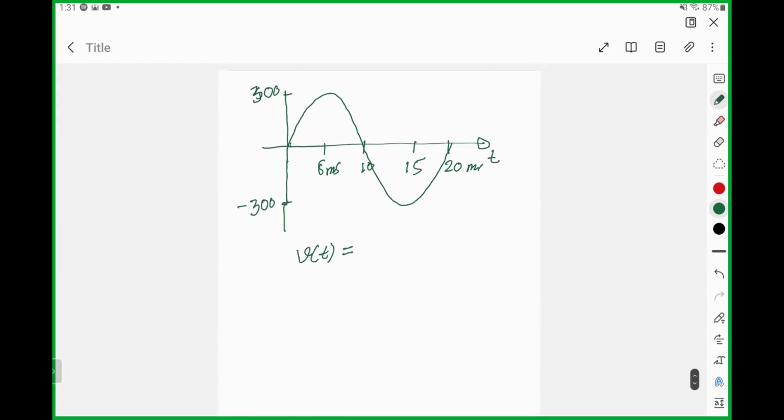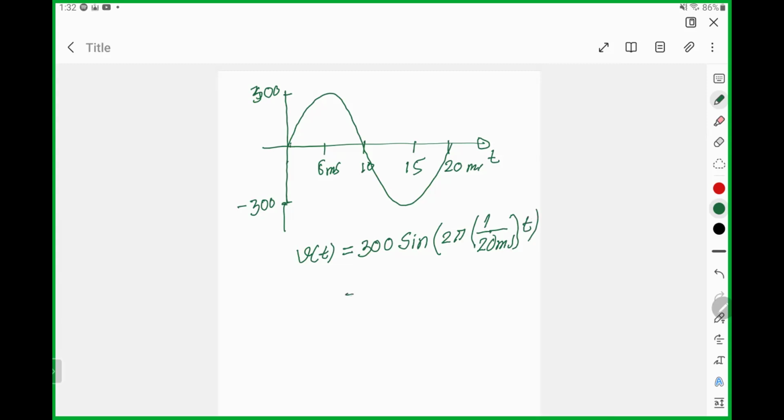If you write this equation, what would be the equation? 300 is the maximum value that I have to plug here. And then it will be multiplied with sine of 2 pi f, instead of f, what we can write down? 1 over 20 millisecond, that will give me 50. You are correct. So 20 millisecond will give me a frequency of 50 Hertz. So 2 pi f, and then multiplied with t.